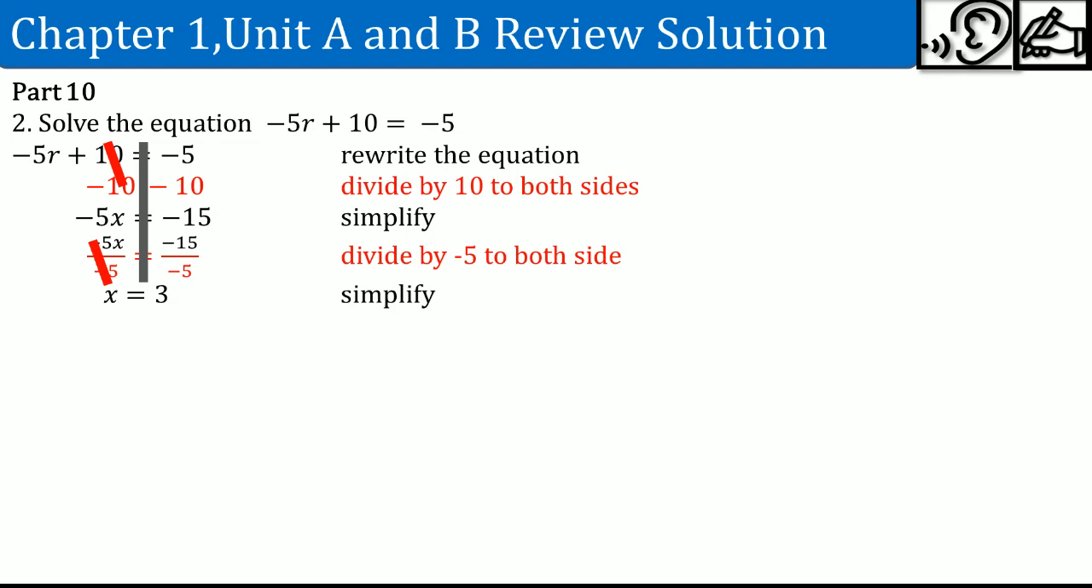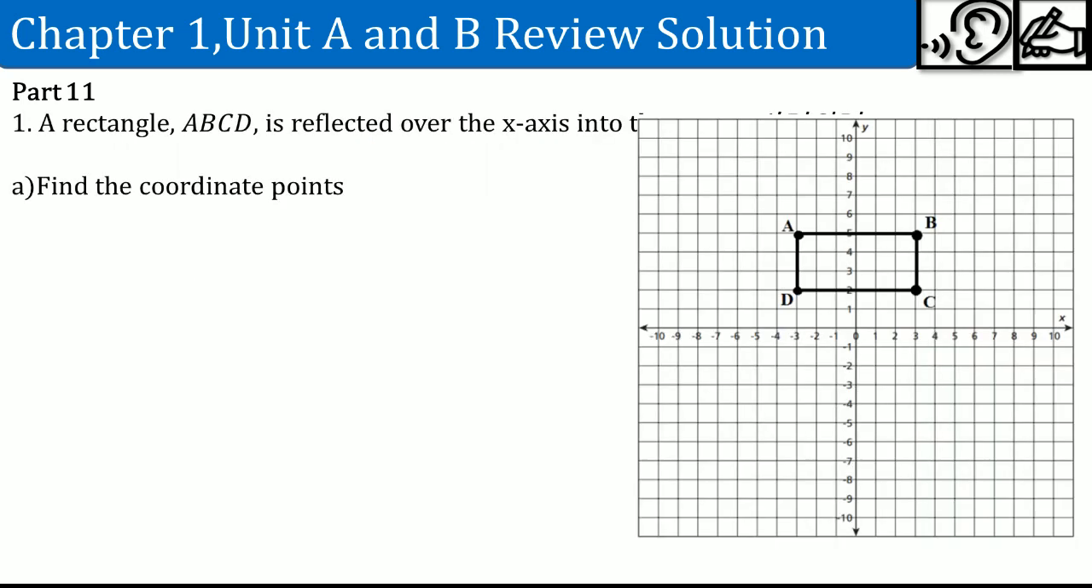Okay, flip the page. On the right-hand side, you get part 11. Rectangle ABCD is reflected over the x-axis to make a square. I wrote it wrong. It should be a rectangle is reflected to make another rectangle, not another square. Okay, so find the original coordinate points.